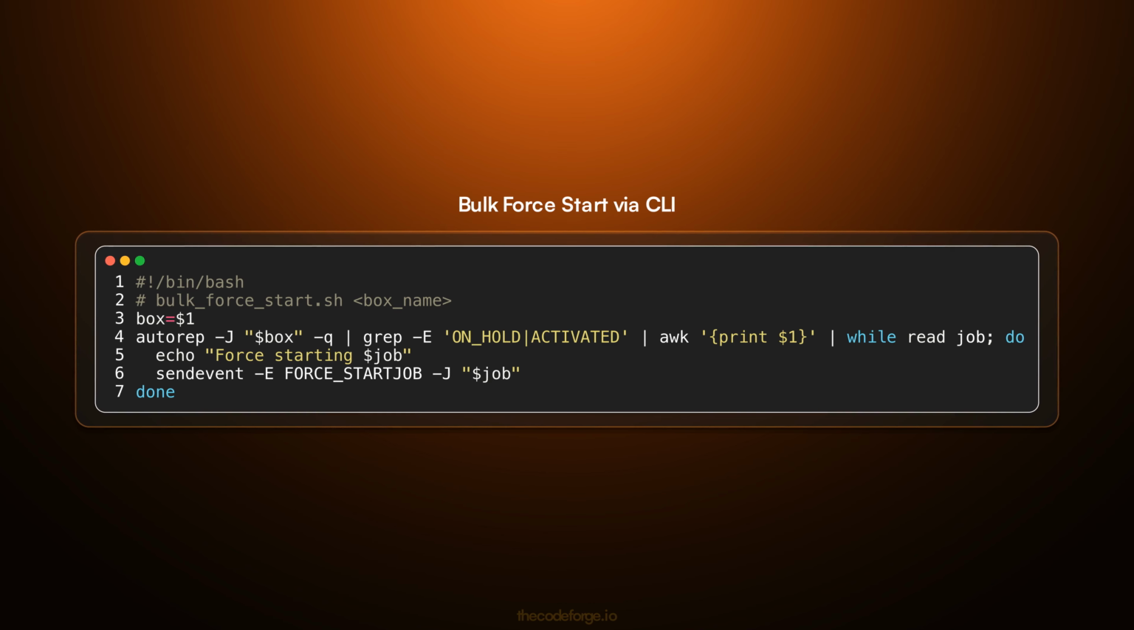Here's a safe CLI loop to force start all jobs in a box that are on hold or activated after fixing the root cause. It checks status first to avoid restarting already successful jobs.